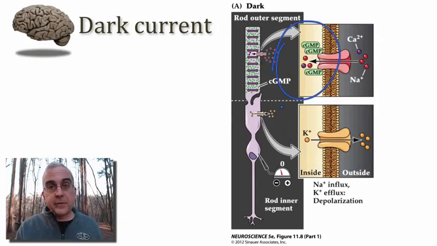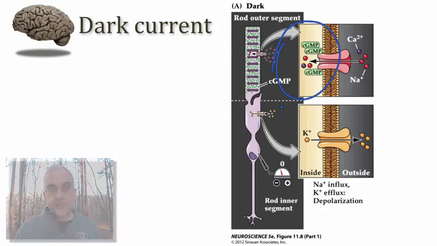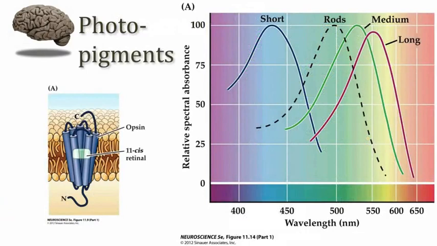Now, the process of phototransduction requires the interaction of a photon of light with a photopigment. And the photopigment is a complex molecule which consists of an opsin, which is a large protein structure that interacts with a smaller organic molecule called 11-cis-retinal.